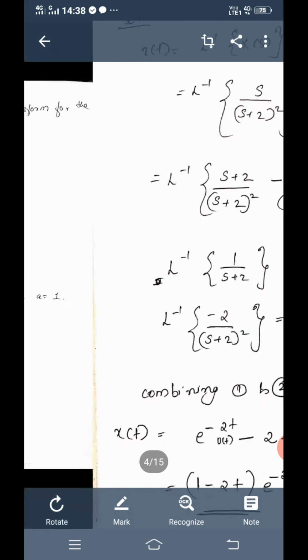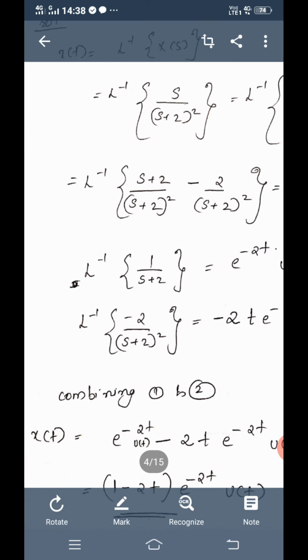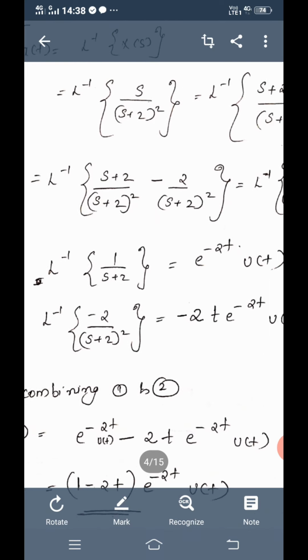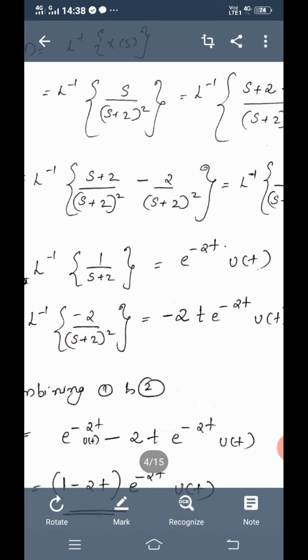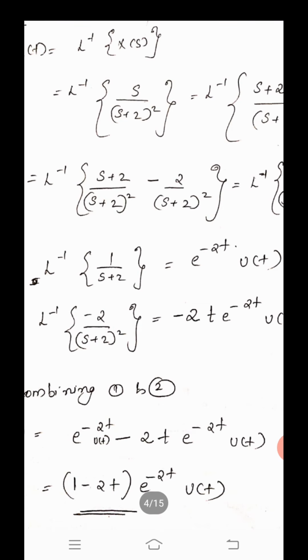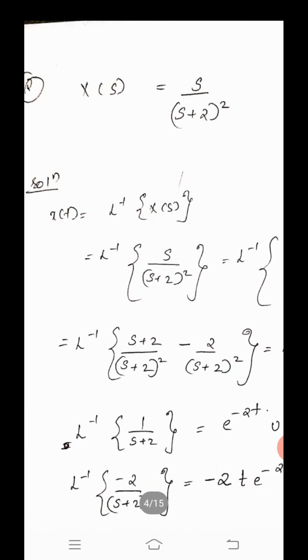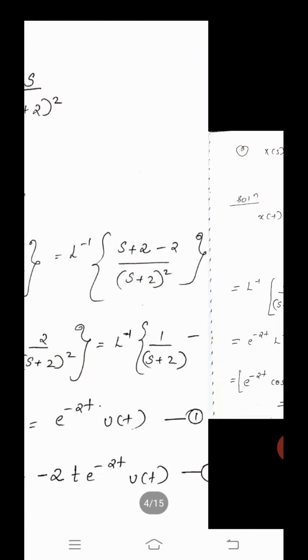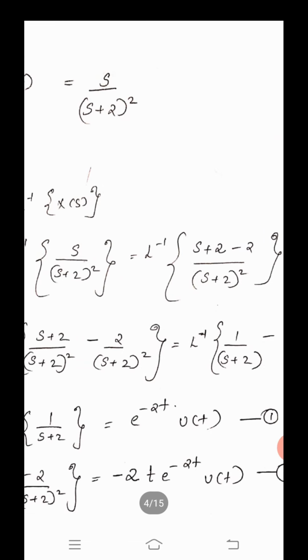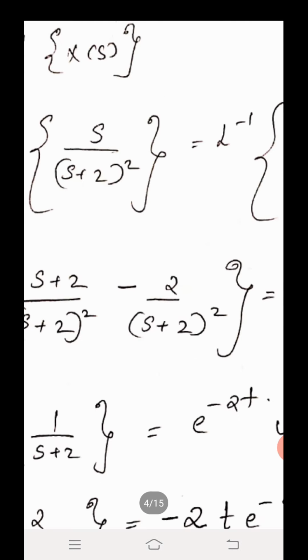Hence on combining both, we will get the final x of t, that is the inverse Laplace transform, as e raised to minus 2t u of t minus 2t into e raised to minus 2t u of t. We will take e raised to minus 2t outside, and we get (1 minus 2t) into e raised to minus 2t u of t as the final inverse Laplace transform of s by (s plus 2) whole square. Hope it's clear. We are just adding and subtracting 2, splitting it into two parts, and taking the inverse Laplace transform separately.